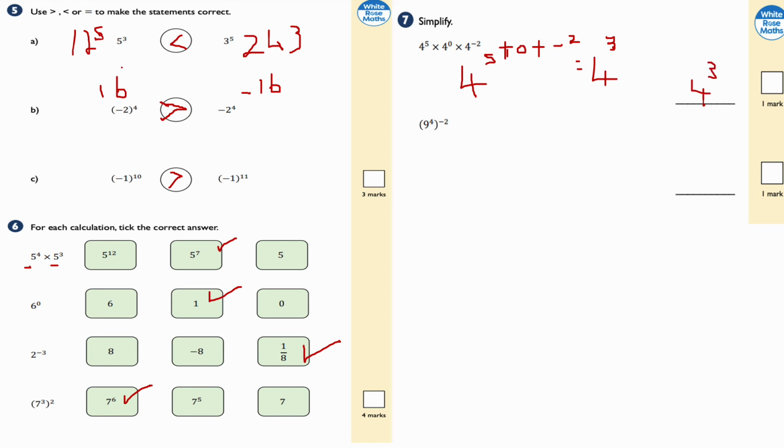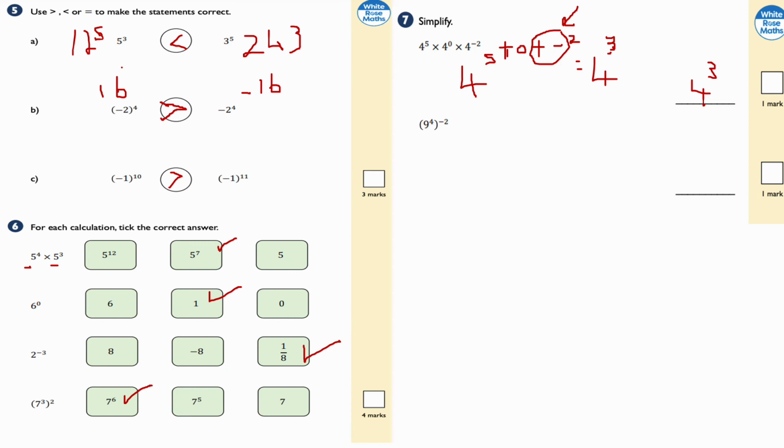Okay, so when I'm timesing the same base, I just add the powers together, or the exponents together. Okay, 5 and 0 is 5. 5 add minus 2. Remember that the plus and minus goes to a minus here. So then it becomes 5 minus 2, which becomes that positive 3 there. Okay, so 5 and 0 is 5. 5 add minus 2 gives us 5 take away 2, which is 3.